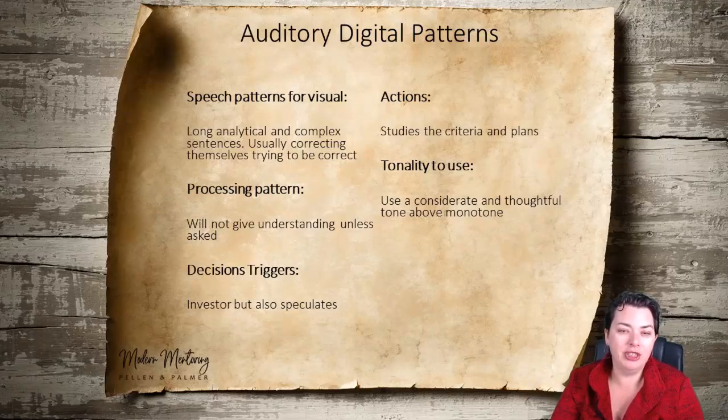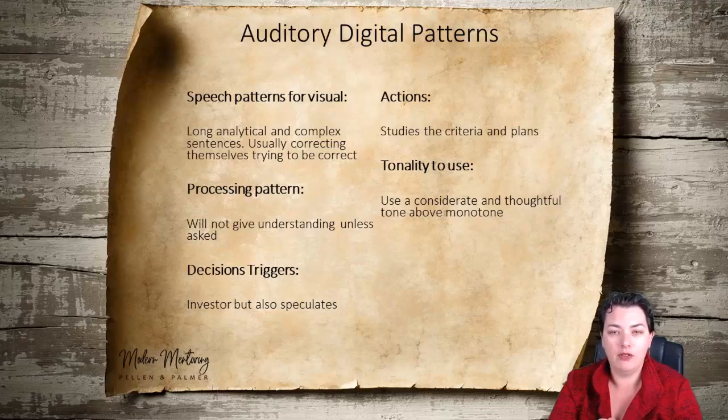Their decisions and triggers are usually that they're investing in themselves, but they also speculate about the information because they want all the facts, the data, all of the information. Some of the actions they take are that they will study the criteria, plan the criteria, and research the criteria over and over again. The tonality to use here is actually the exact same as kinesthetic, because this person is in an unnatural learning state, so you need to be able to connect with them. So use that monotone.